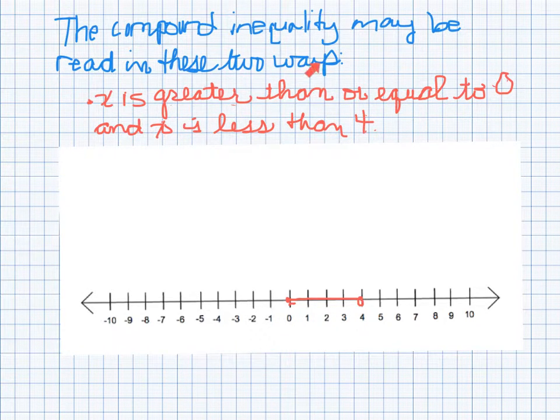Now it's set up here two ways. The other thing you can do, if you read x is greater than or equal to 0, and x is less than 4, is remove the x and just not say it. Then we would be left with saying x is greater than or equal to 0 and is less than 4. So whether you actually use the word x, or you leave the x itself off, those are the two ways.